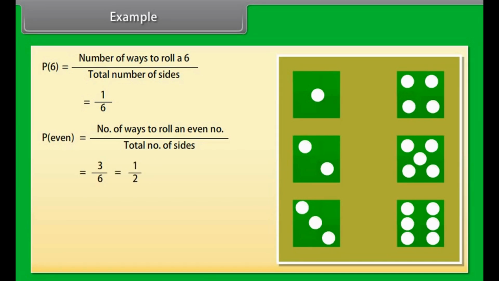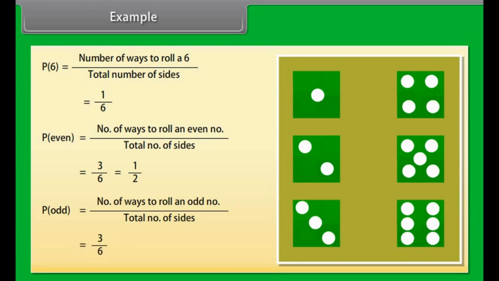And ways to roll an odd number is 3. So the probability is P(odd) is equal to number of ways to roll an odd number upon total number of sides, which is equal to 3 upon 6, which is 1 upon 2.